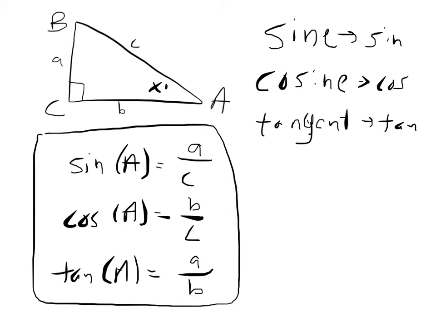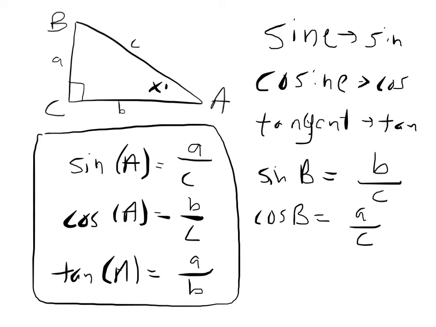Now, could I define the sine, cosine, and tangent ratios also for angle B? Sure. The sine of B is going to equal the opposite leg, which is B, over the hypotenuse. The cosine of B is going to be the adjacent leg over the hypotenuse, that would be A over C. And the tangent of B is going to be the opposite leg over the adjacent.